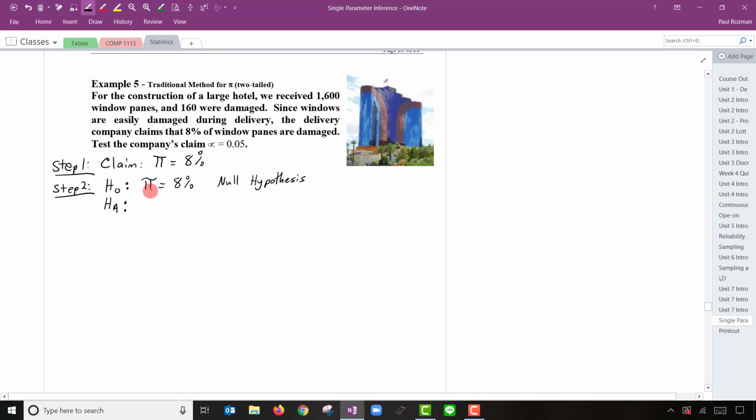Then wherever this ends up landing, if it ends up in H0 or it ends up in HA, you just write the opposite in the other spot. In this case, the alternate hypothesis is that it's not 8%. It's called the alternate hypothesis.